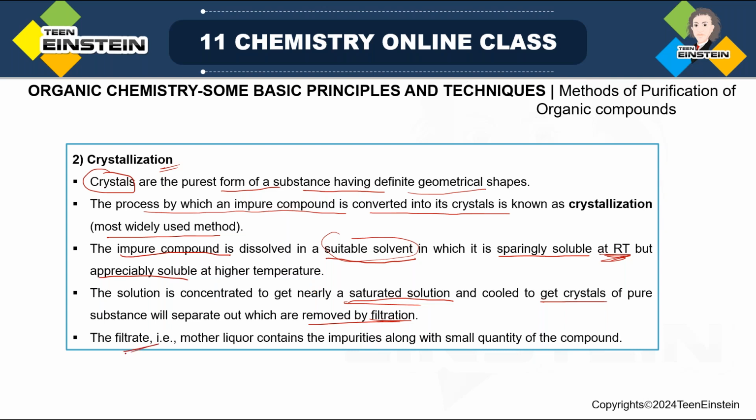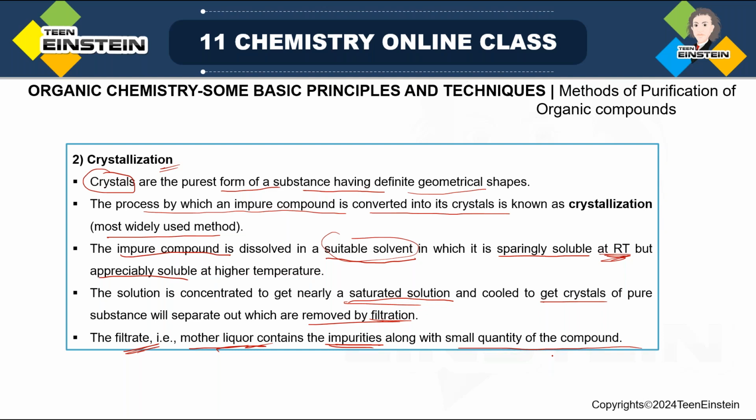And the filtrate that is remaining, which we call mother liquor, will have the impurity present in it, because the crystals are pure, so impurities will remain in the left out mother liquor. And there may be a small amount of the desired compound also. It is not that all the compound will be in the crystal form. Some amount may still be present in the mother liquor.